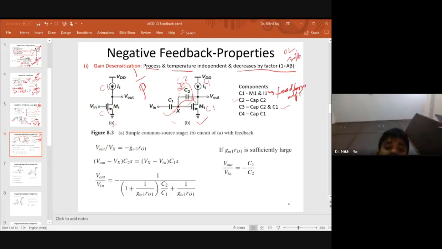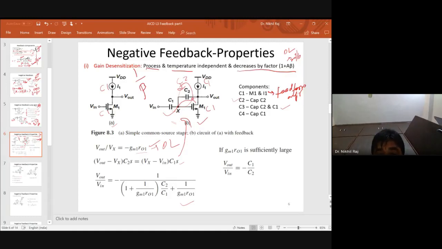So here, when we want to write the transfer function for this closed loop, we know Vout by Vin will be minus Gm Ro1. This is your open loop gain. And then for analyzing this circuit, it is Vout minus Vx. The equation written is Vout minus Vx into C2 Fs. Taking the ratio, I will get this particular equation. Now, Gm R0 is your open loop gain.